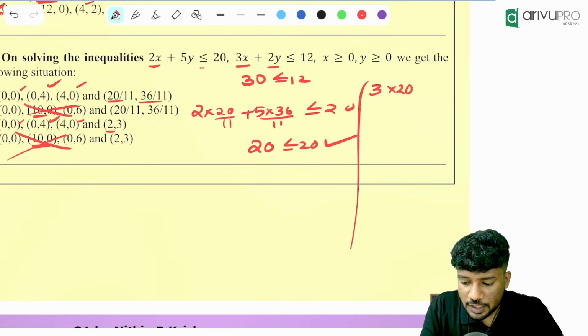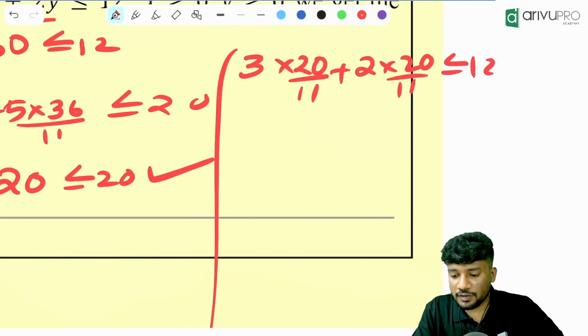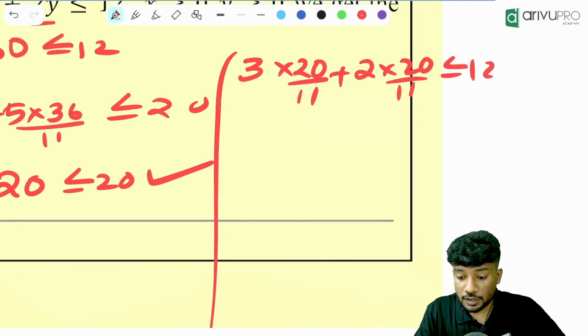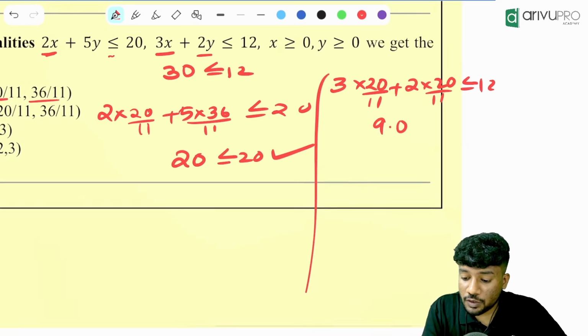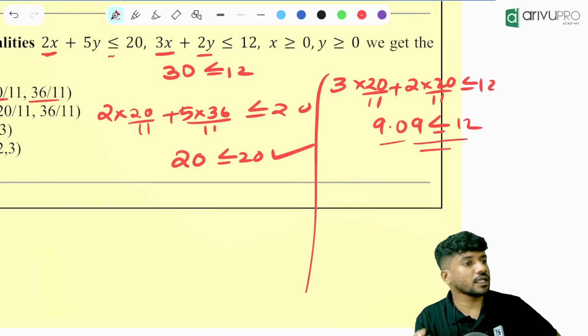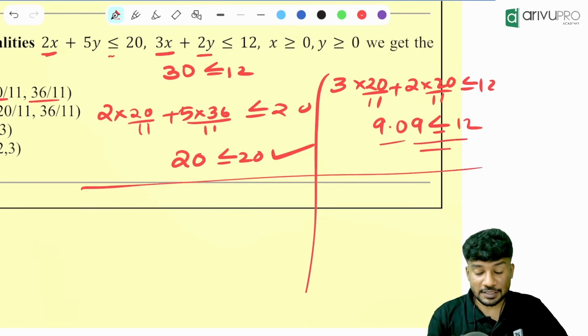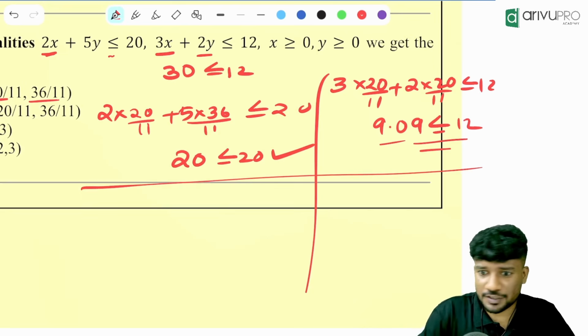Then try the second one. 3 into 20 by 11 plus 2 into 36 by 11 less than or equal to what? 12. How much is it? 60 by 11 plus 72 by 11, that is how much? 9.09 less than or equal to what? 12. Okay, less than or equal to 12. That is the two conditions. One exact satisfaction is there and one almost similar satisfying is there.